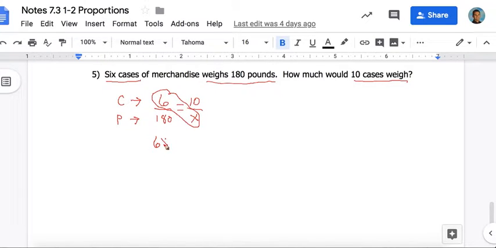6 times X is 6X. 10 times 180 is 1800. And the opposite of multiplication is division, so we can divide both sides by 6. 6 divided by 6 is a 1 in disguise. And 1800 divided by 6 is 300 pounds.